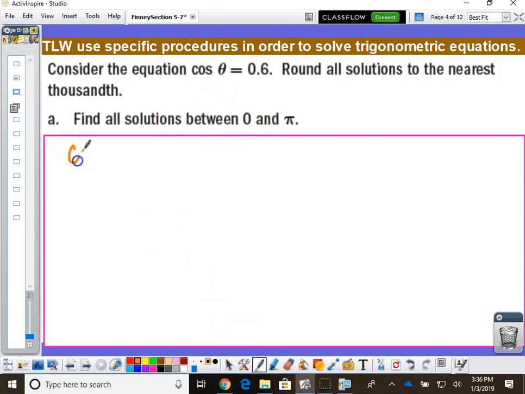When we solve this equation, we have cosine theta equals 0.6. I want to get theta by itself. I want to find the angle. If I'm trying to find the angle, that means I've got to do the inverse of the cosine.